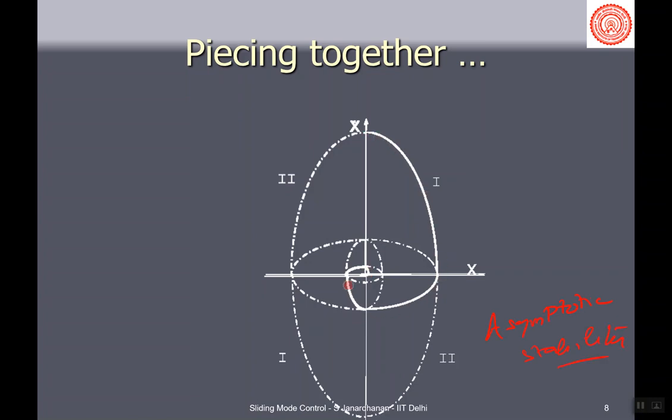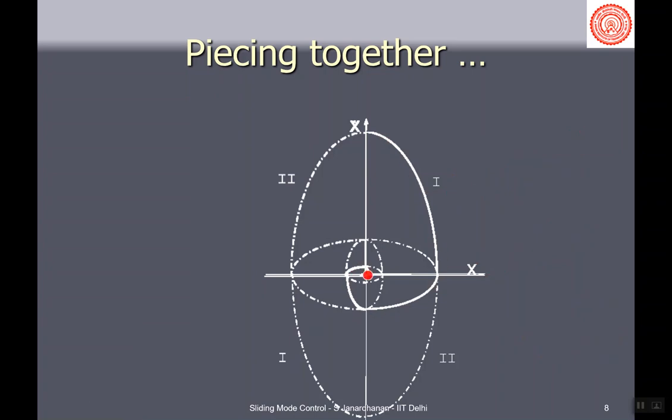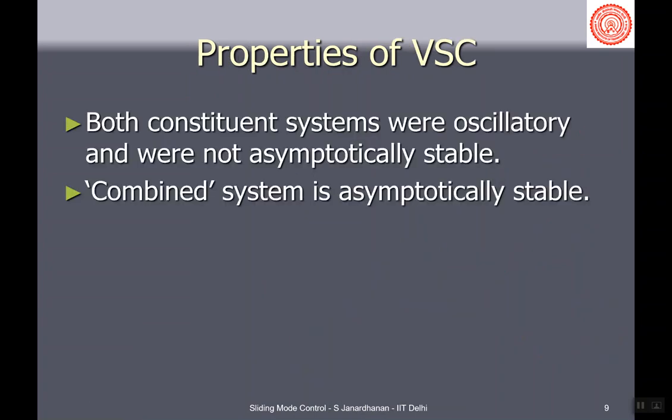What is asymptotic stability? It is that your state goes to 0 as t goes to infinity. But this was not there when we used any one of the modes. Both of the constituent systems were oscillatory and obviously not asymptotically stable, but the combined system is asymptotically stable. So this is one of the achievements that we can get if we use VSC properly.